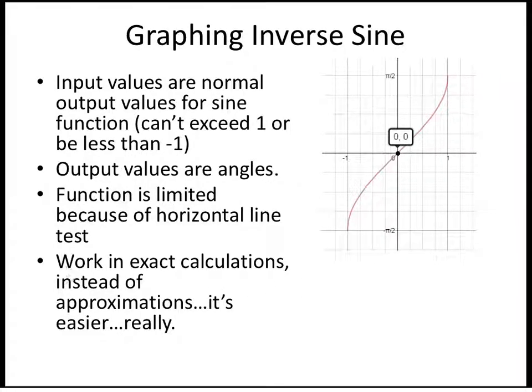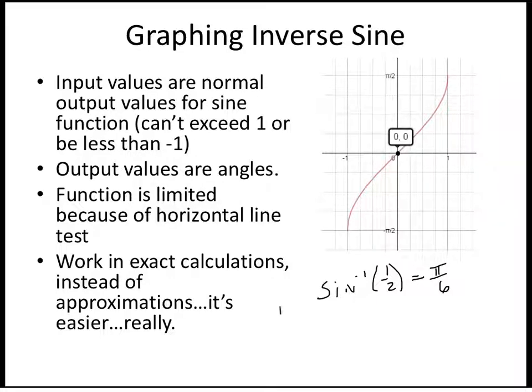So one of the suggestions that I have for you is to work in exact calculations instead of approximations. And this is where the chart that we hung on the wall in the back of the classroom will really help, okay? Because we can take inverse sine of any number of things. Like say I wanted to take inverse sine of 1/2, okay? Well, I know from looking at the chart on the wall that that will equal pi over 6 radians, okay?